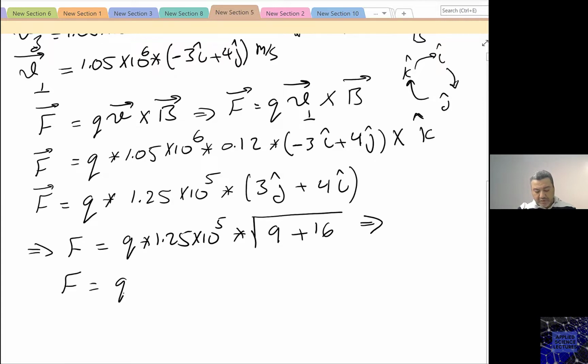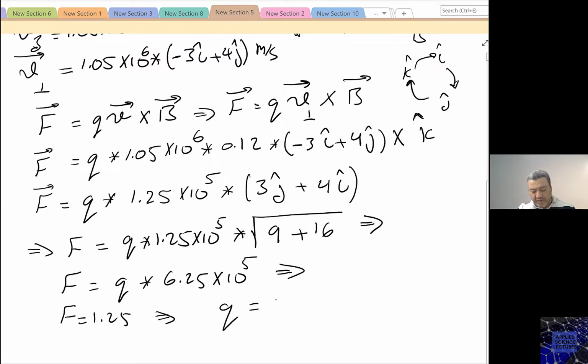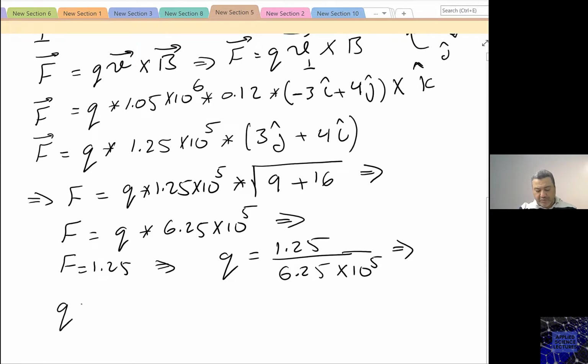So F equals Q times 6.25 × 10^5. And we know that the magnitude is 1.25. So F equals 1.25, which means that Q is 1.25 divided by 6.25 × 10^5. Charge Q is 2 microcoulomb.